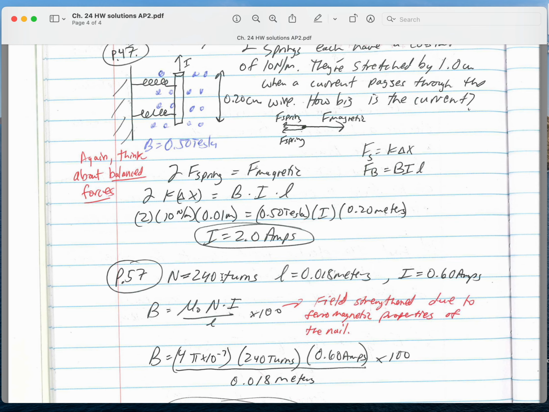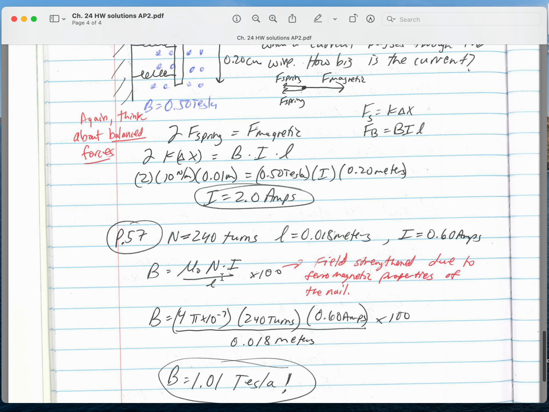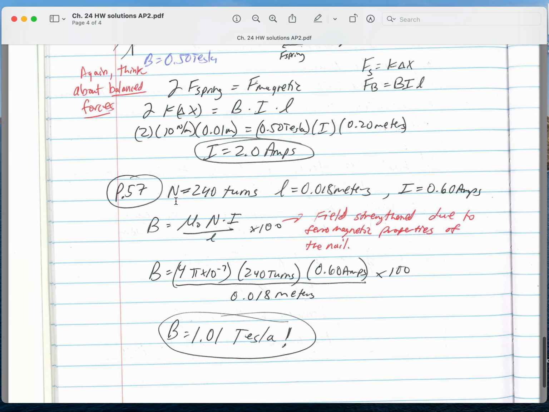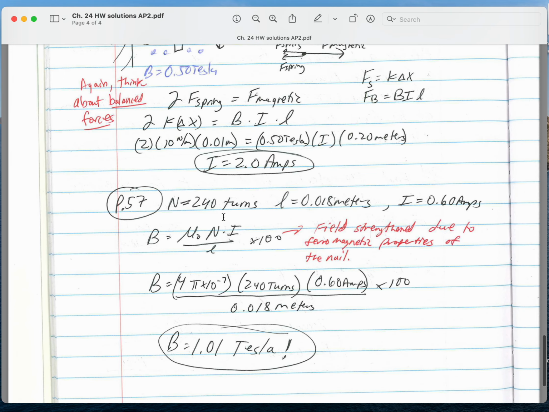Problem 57 is another solenoid problem. This is a pretty straightforward problem. I go back to that formula I had. It tells you, and this is true, if you have something that's made of iron, nickel, or cobalt, those are ferromagnetic materials, and if you have a solenoid with the coils wrapped around something that's ferromagnetic, it greatly amplifies the magnetic field strength inside. In this case, it said by 100 times.